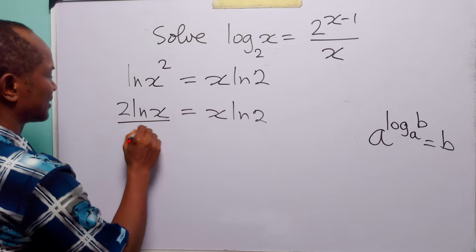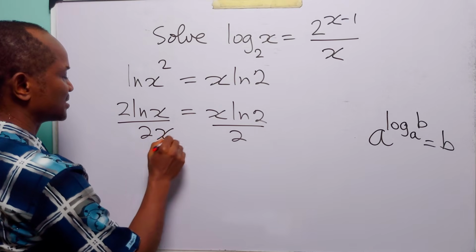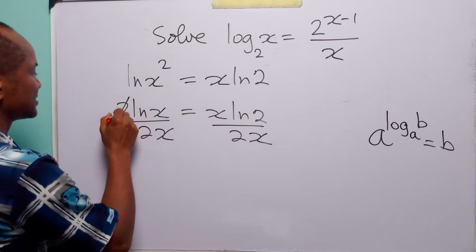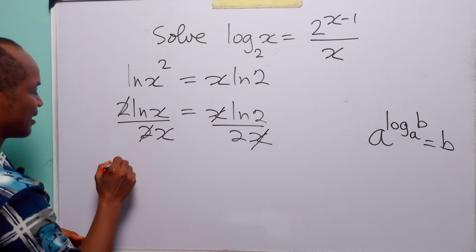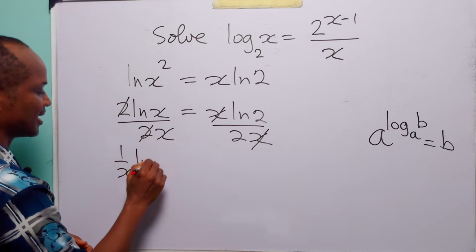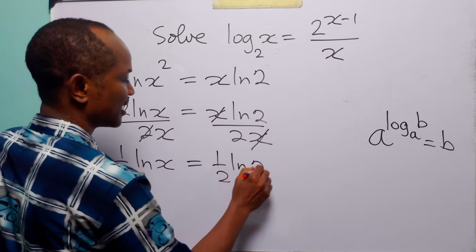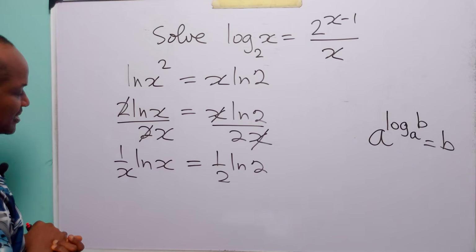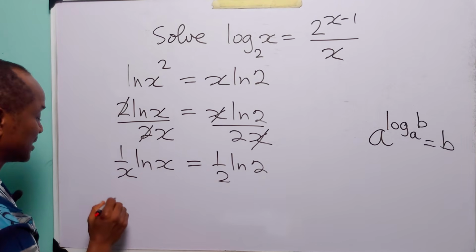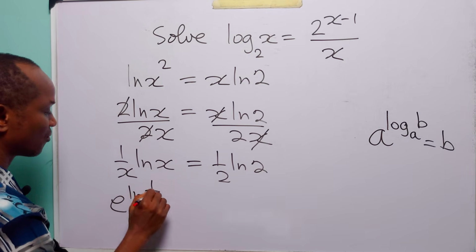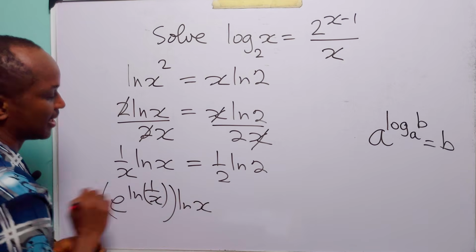Now let us divide this side by 2 and this side also by 2. And let us also divide both sides by x. This is going to cancel that and this is going to cancel that. On the left-hand side we have 1 over x ln x and this is equal to 1 over 2 ln 2. Now, the next thing we are going to do is that once more, we are going to rewrite this. When we do that, we have e to the power ln 1 over x multiplied by ln x.